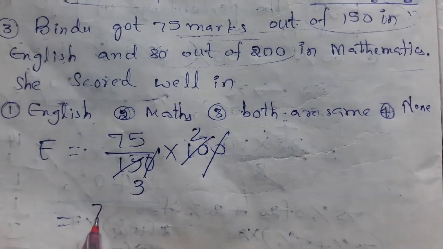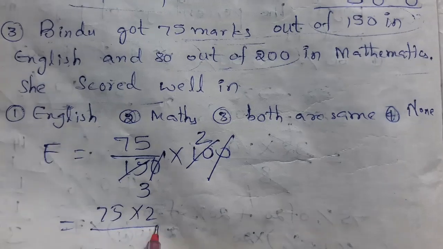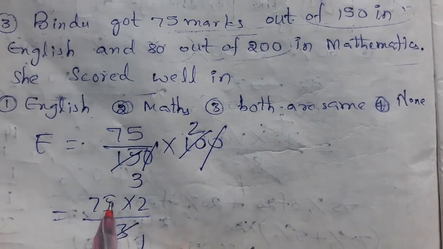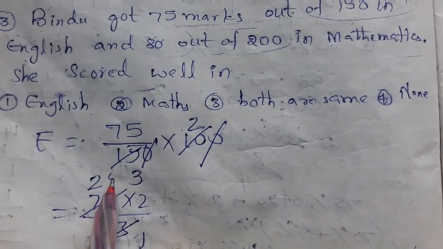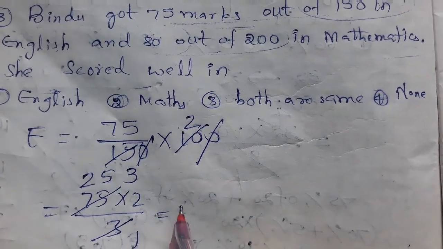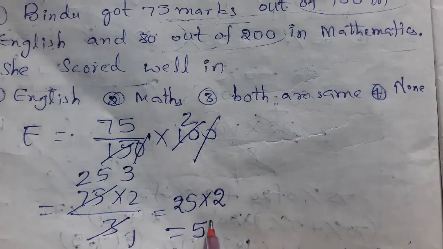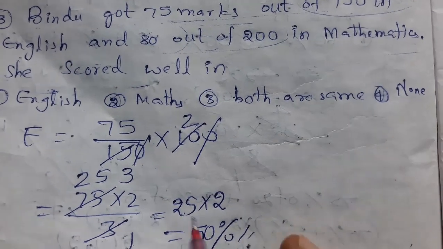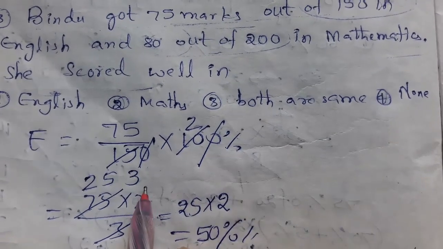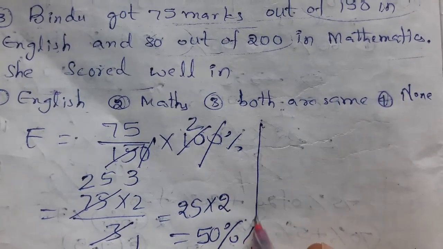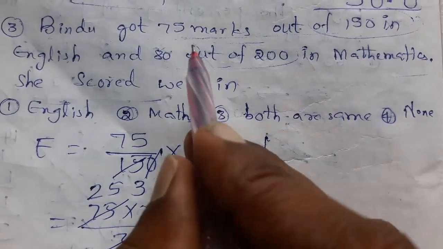Now that becomes 75 into 2 by 3. 3 ones are 3, 3 twos are 6, 3 fives are 15. That becomes 25 into 2. That becomes 50. In English she got how much percent? 50%. Now go to maths.